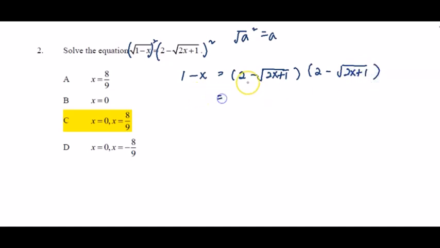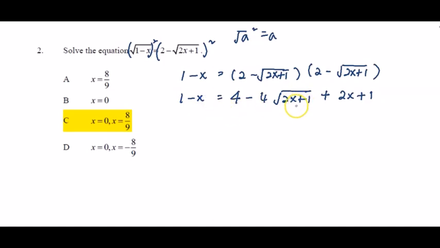And we are going to expand this. 2 multiplied by 2, you got 4. Minus 2 multiplied by the square root of 2x plus 1, you got negative 4 square root of 2x plus 1. And a negative multiplied by a negative square root of 2x plus 1, you get 2x plus 1 only. And the left hand side, you get 1 minus x.